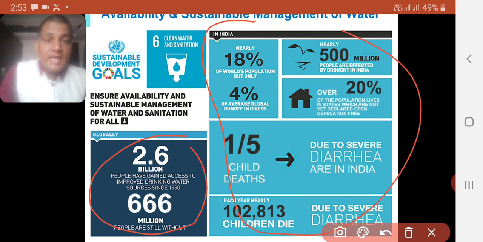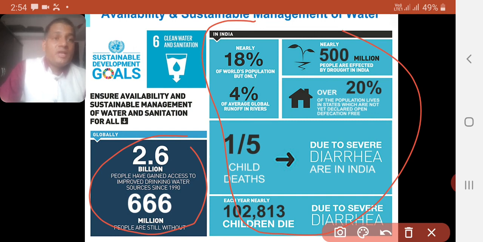2.6 billion people have gained access to improved drinking water sources since 1990, and 666 million people are still without water. Look at the picture. And that's why the United Nations has focused on this, and that's why they have given Sustainable Development Goal 6. They have set this goal for the water resources. If you look at the situation in India, it has nearly 18% of the world's population, but only 4% of the average global runoff in rivers.